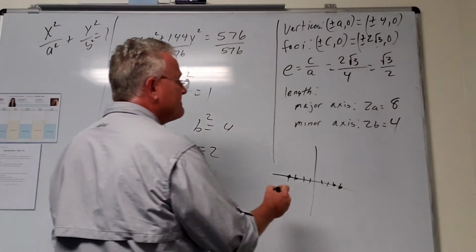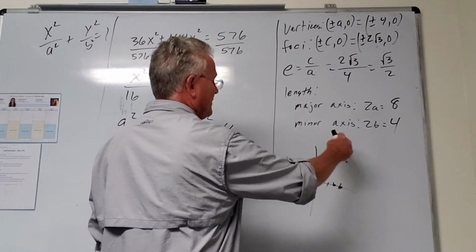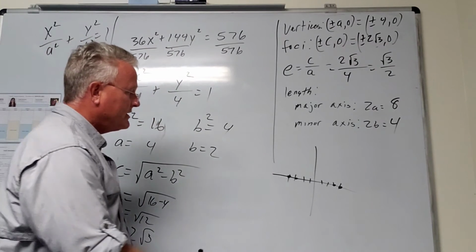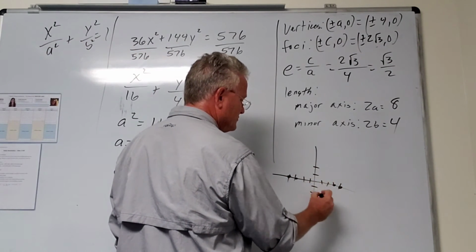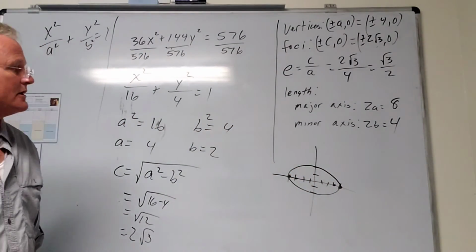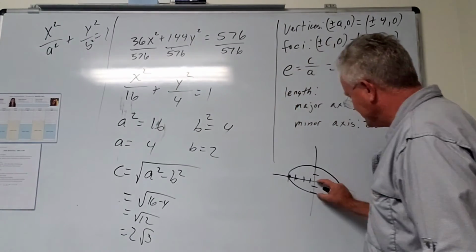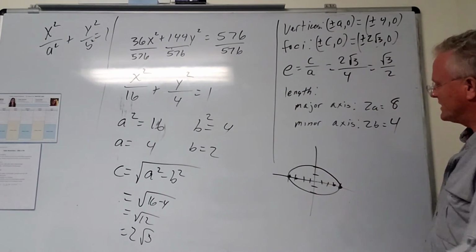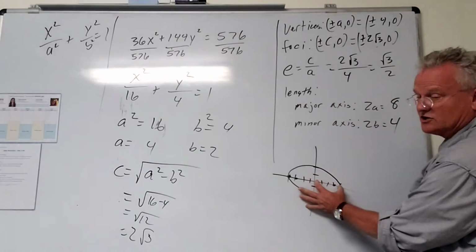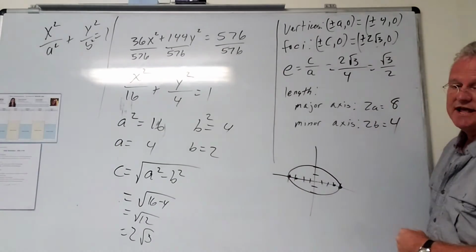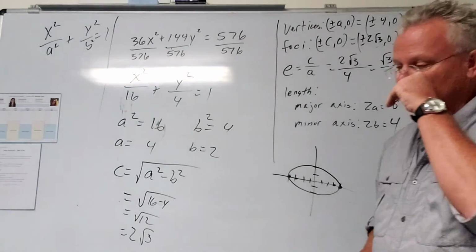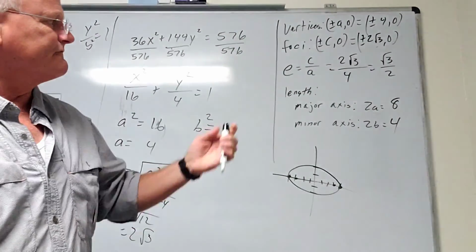But up here, the minor axis, this distance is 4. So we would go up here, 2 there and 2 there, and we would end up with a graph something like that. Right? So this distance is 2, this distance is 2, the total distance is 4. Likewise, this distance is 4, which is also the distance of a. Double that, you get 8. So that's how the graph connects to these different numbers here.